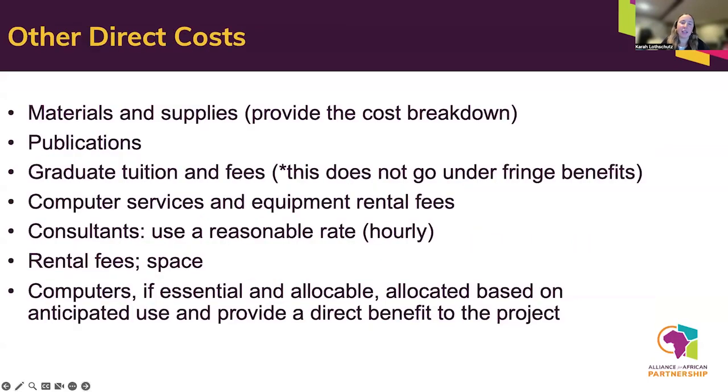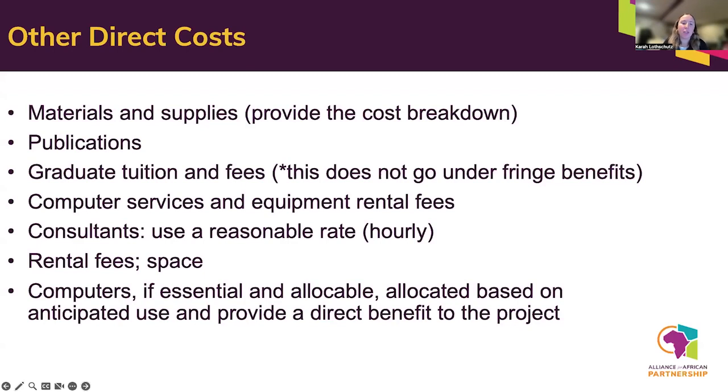And then lastly, the last section is other direct costs. These are materials and supplies, provide the cost breakdown for these. So again, anything under that $5,000 amount would be listed as a supply and not an equipment piece.